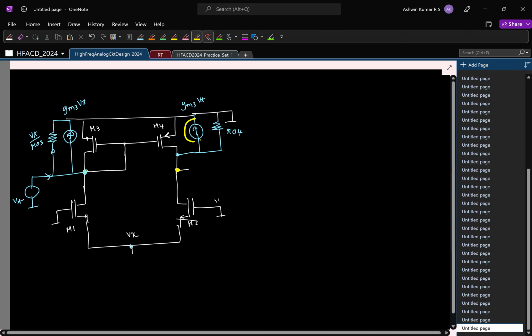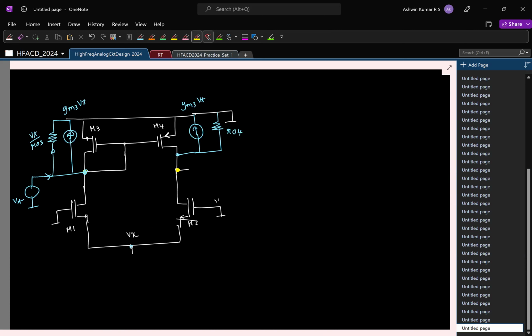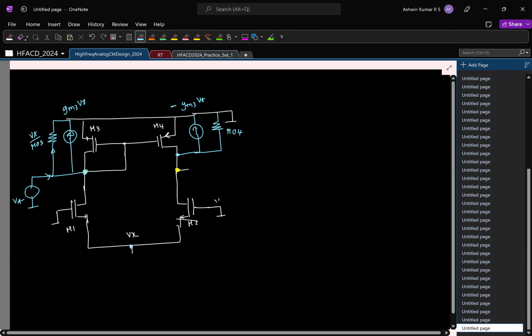Notice that this current can flow either here or here, and whatever current flows down will contribute to the test current. For simplicity, I will say this is minus GM3 VT and change the direction. Now you see this current splits between this resistance and this resistance. You are interested to find the current flowing here. Do you remember the resistance looking down? We calculated it last class.